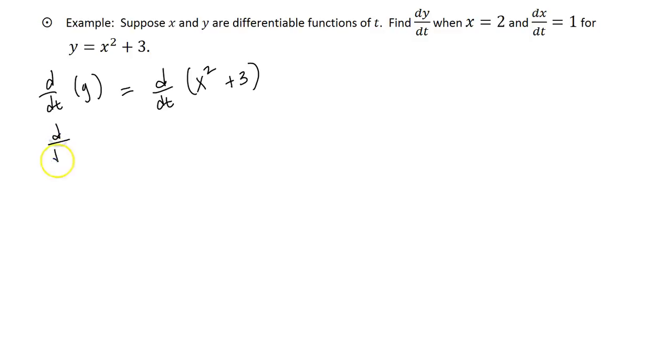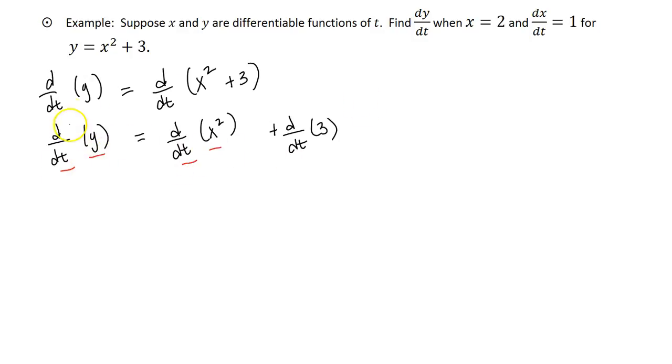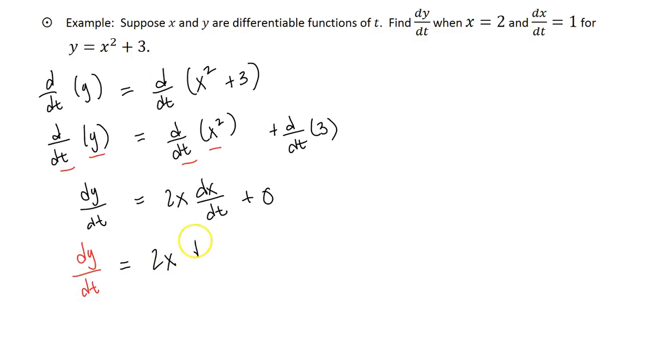I'm going to split up the right-hand side. And I'm going to note that I have a variable mismatch in two places, and this one's just a constant, so it'll be 0. So this particular answer is dy over dt. It's just 1 times that. Here we have 2x times dx over dt, and that's going to be plus 0. So I get that dy over dt is equal to 2x dx over dt.